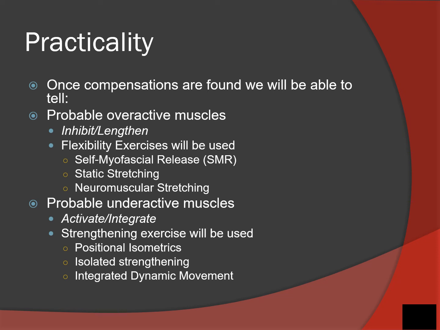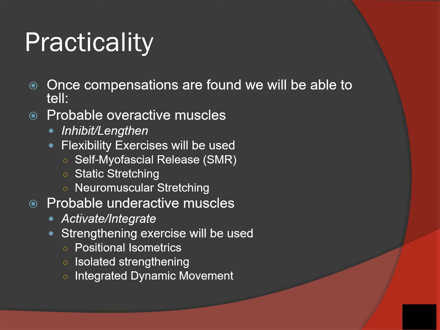When you have an overactive muscle tissue that's causing some type of deficit in their movement, what we want to try to do is inhibit or lengthen that muscle. We'll do that by doing flexibility exercises. We might use self-myofascial release, static stretching, neuromuscular stretching.